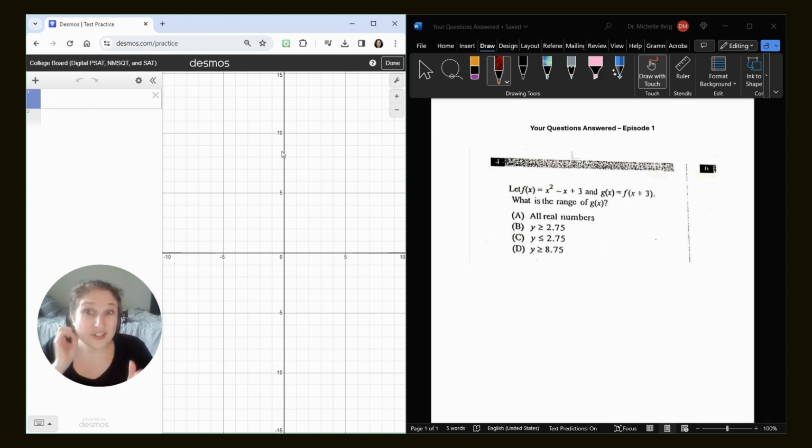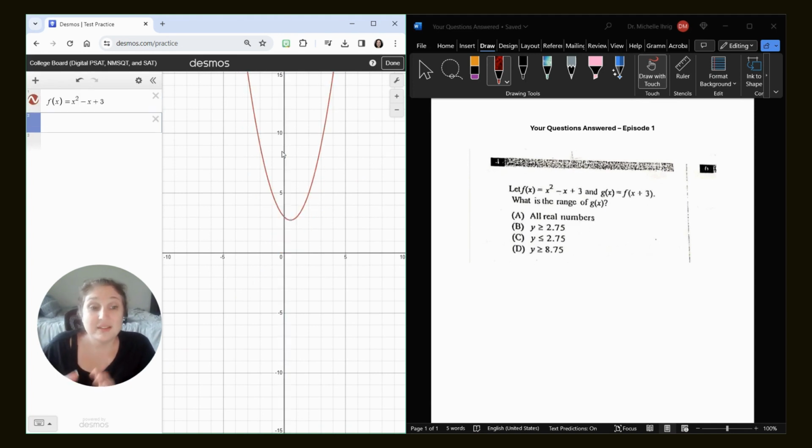Okay, so all we need to do is literally type it in. We've got f of x equals x squared minus x plus 3. Desmos is smart enough to interpret the next piece. So our first graph is red. Let's type in g of x. g of x equals f of x plus 3. So now we're talking about the blue graph.